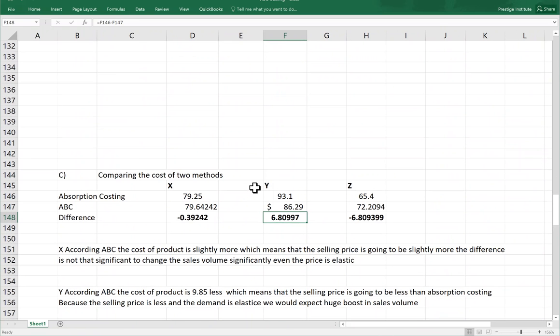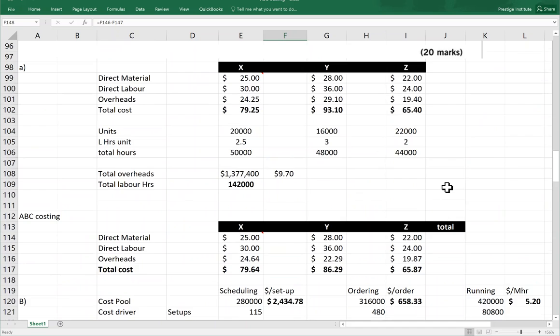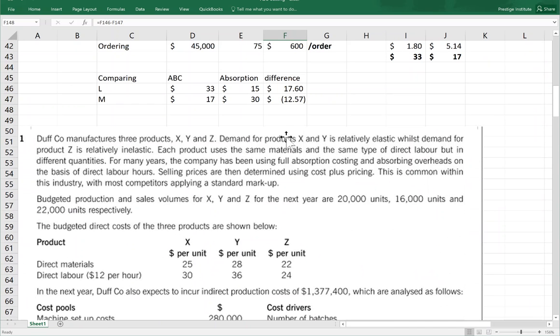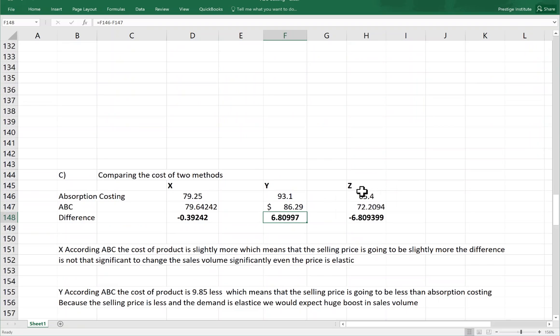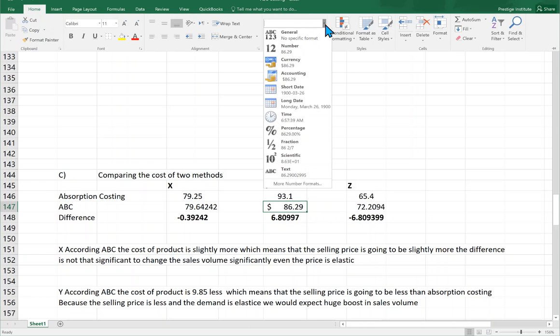Okay, so based on our calculation, remember any comment that you give based on your calculation is going to be right. They said here that the price of X and Y is elastic and Z is inelastic. You can see here using absorption costing, ABC cost is higher for X. So what it means is that the demand for X is going to decrease, but because it is not as much higher, it will not affect demand as much. But the cost of product Y is about $6 lower. That means that demand is going to be increased by a higher margin, because it is elastic.